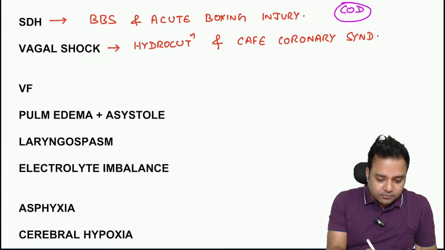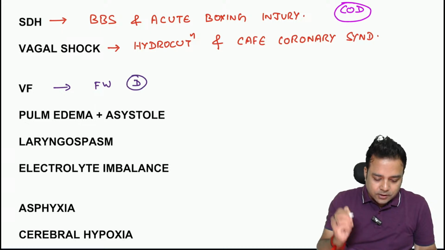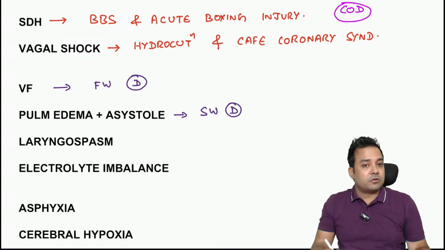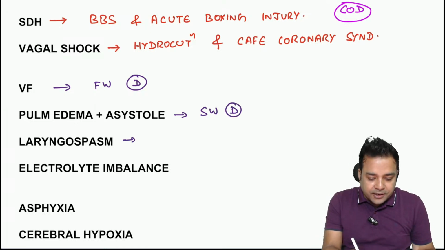Ventricular fibrillation, we all know, is the cause in freshwater drowning. Pulmonary edema plus asystole, we all know, in salt water drowning. This is the most common cause of death there. Laryngospasm, we all know, in dry drowning. Dry drowning.